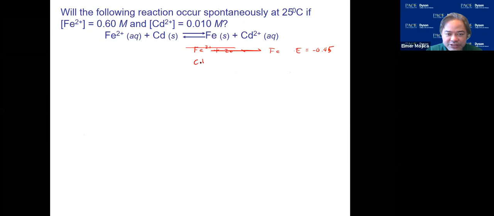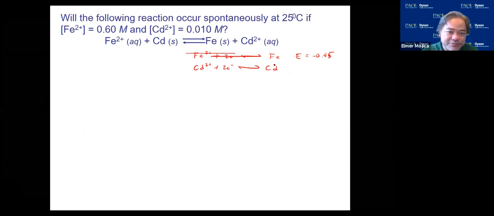And the other one, that's cadmium 2+ plus 2 electrons. So I have to look at my table. Usually you'll be given the value for this, because if you're not given the value, even I cannot solve that. So cadmium would be negative 0.40.